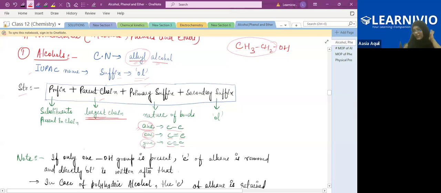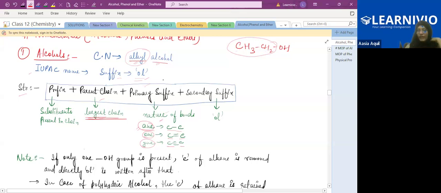You also have to locate where it is present in the chain, so you have to write down the number also. Those numbers are known as locants. Before writing the name, you write the number of that substitution, or the position of the bond, in the parent chain.